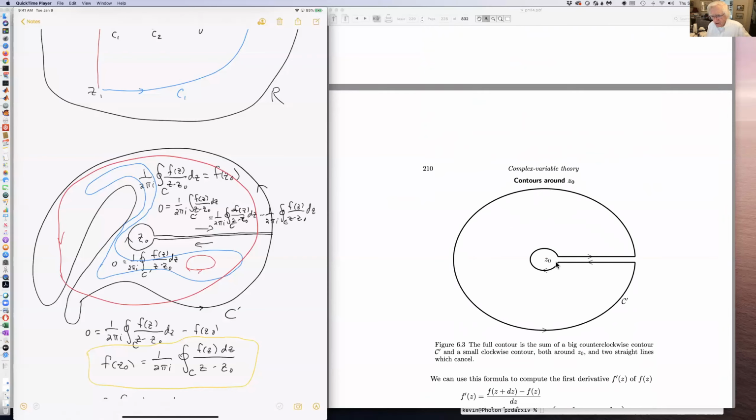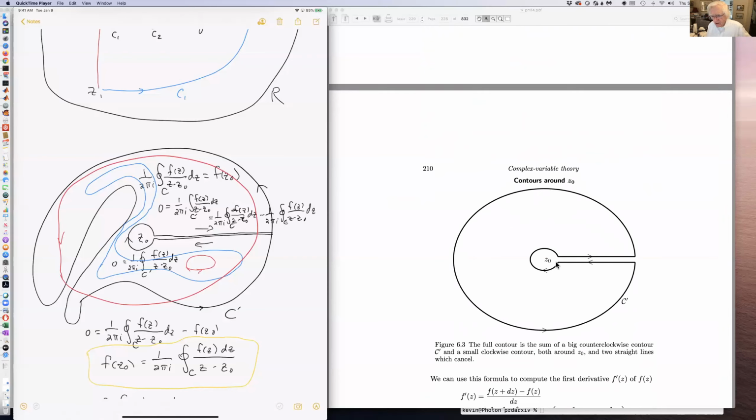There are all kinds of consequences and examples. I'm going to skip 6.8, and I would normally skip 6.9, but I think 6.9 is worth doing.